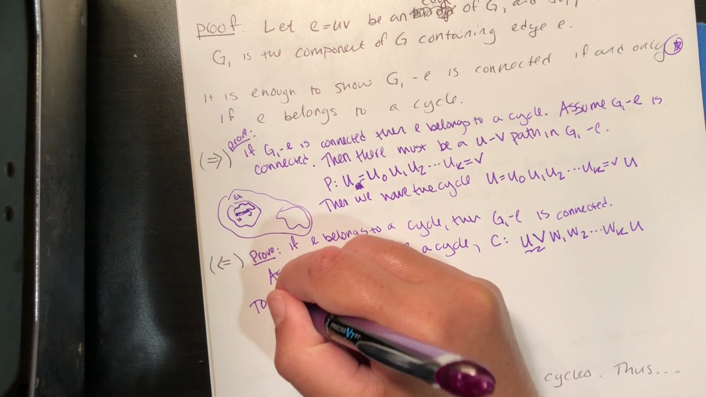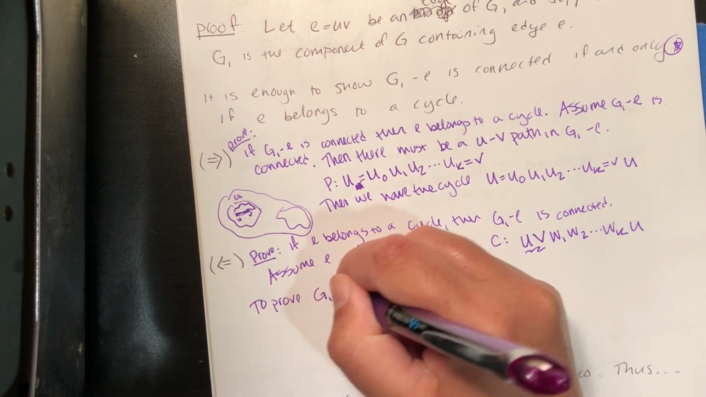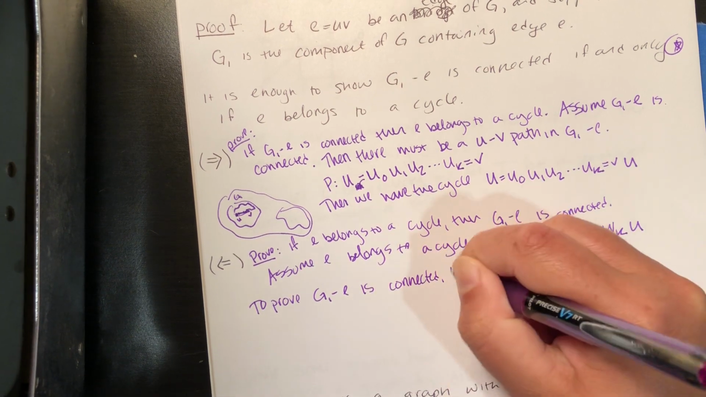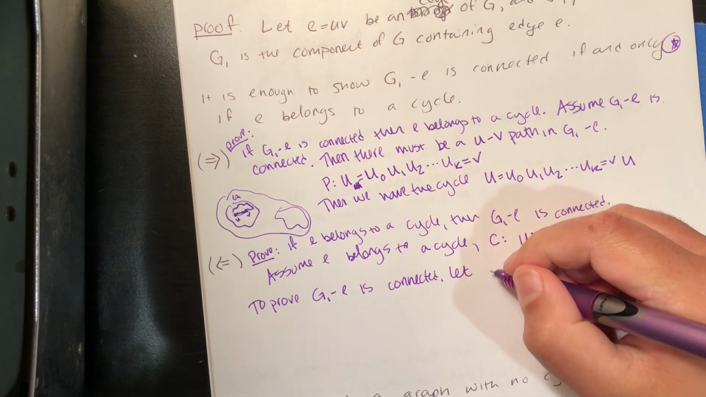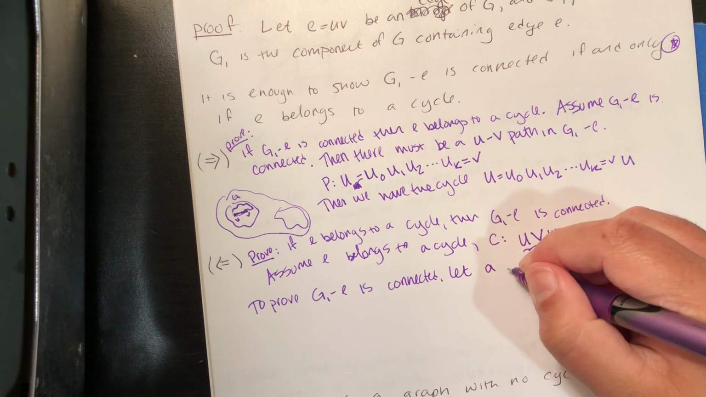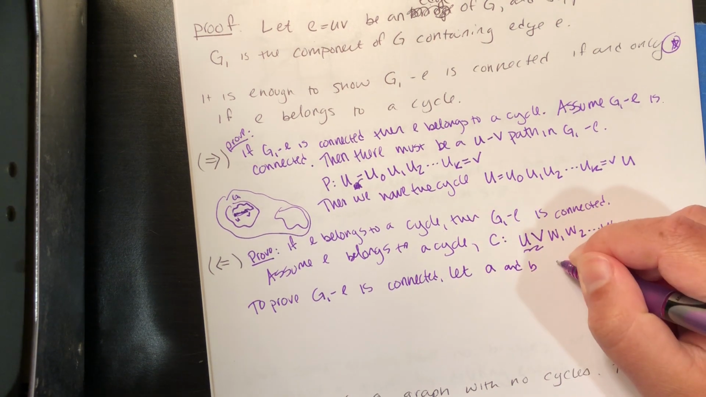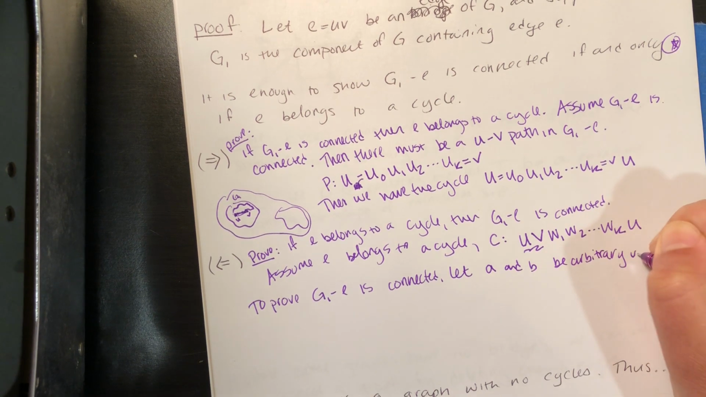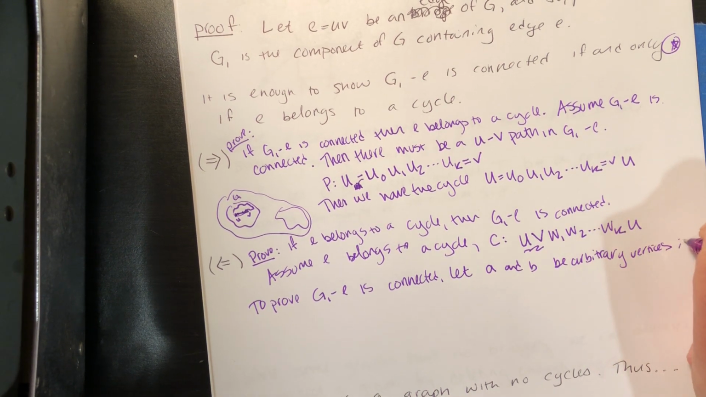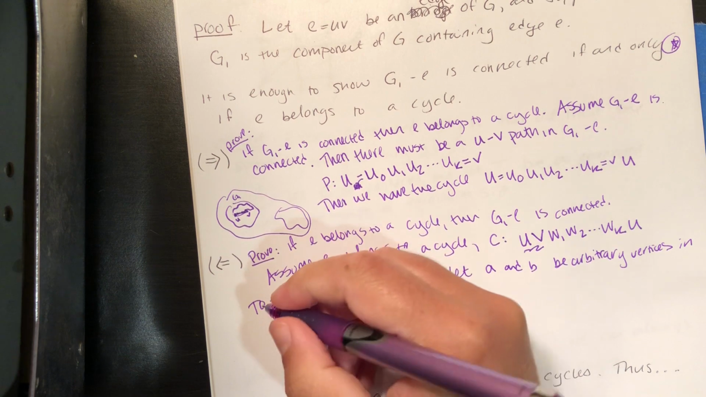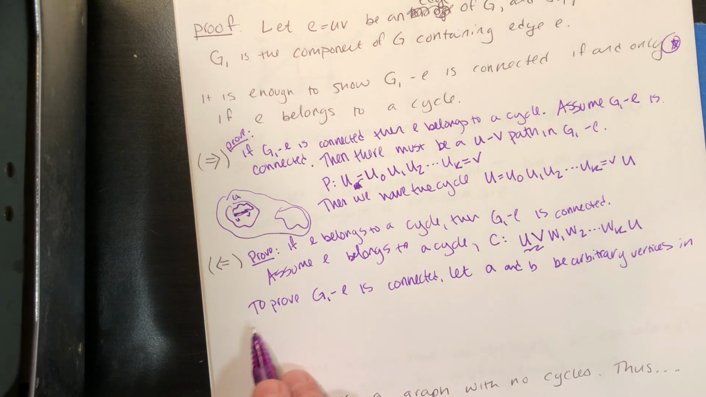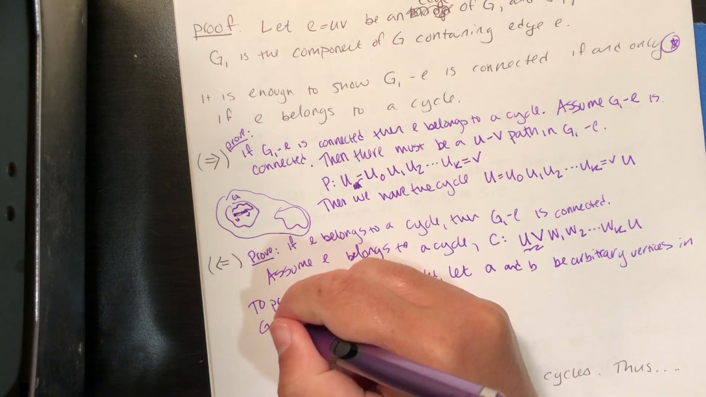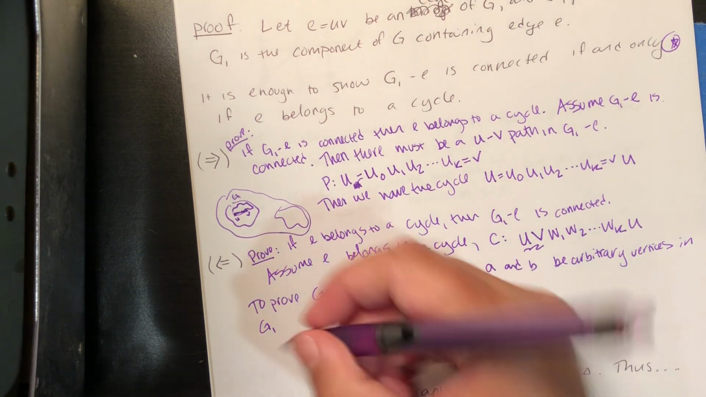So to prove G1 minus E is connected, let A and B be arbitrary vertices in the graph G1, or I guess I should say G1 minus E, but the vertex set is going to be the same.